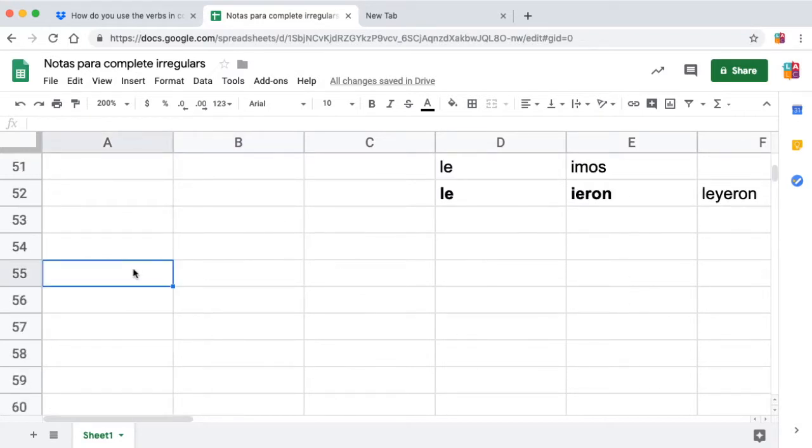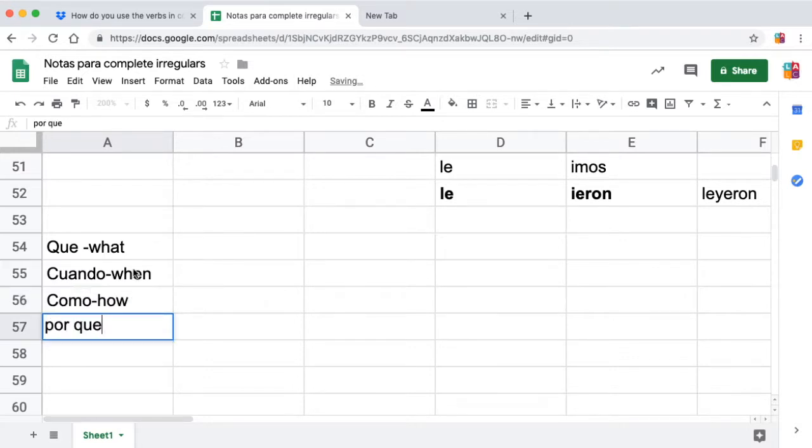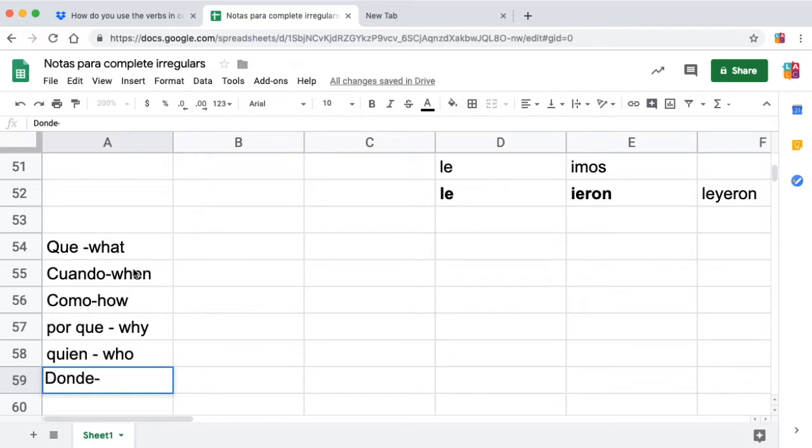So you remember you have, right? Qué, which means what. Cuándo means when. Cómo means how. Por qué means why. Quién means who, and then dónde means where.